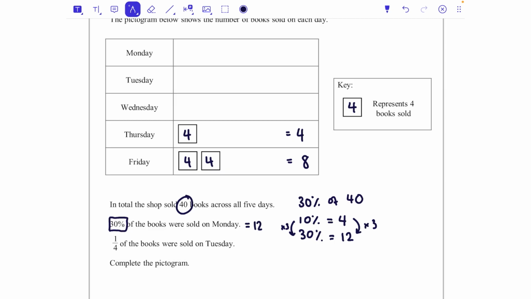How am I going to draw that on my pictogram? Well, this would be 4. Another 4 is 8. And another 4 is 12. So there we go. That's correct now for Monday. We put equals 12 here. You don't need to, but it just helps to keep track of what you're doing.